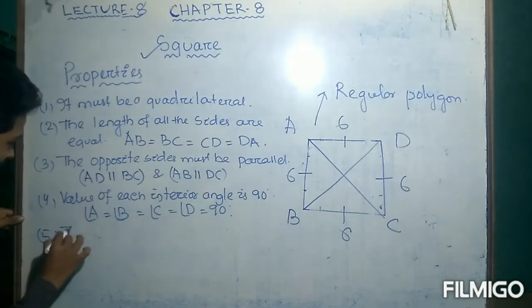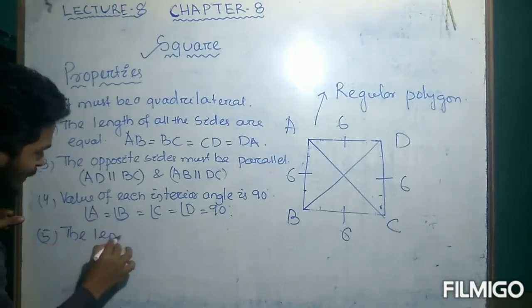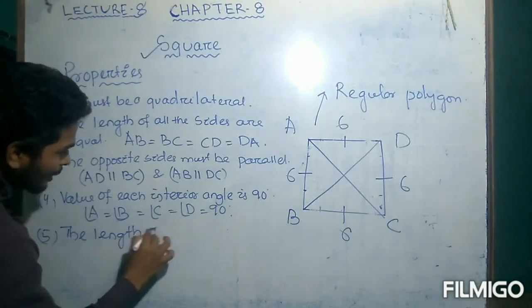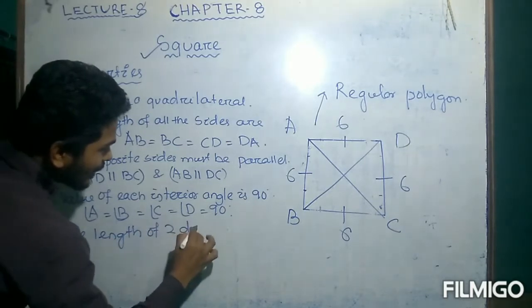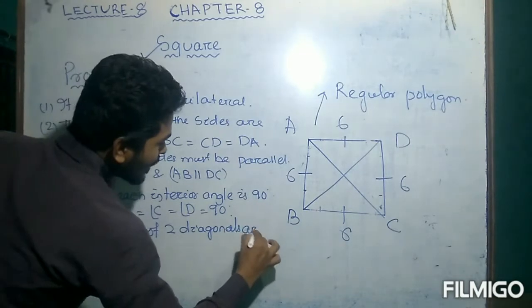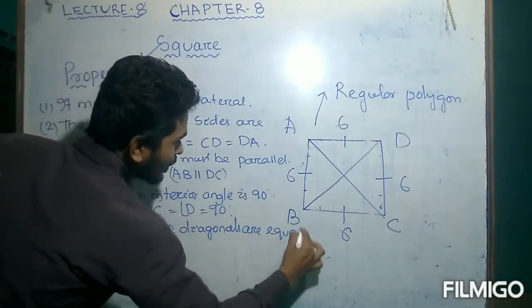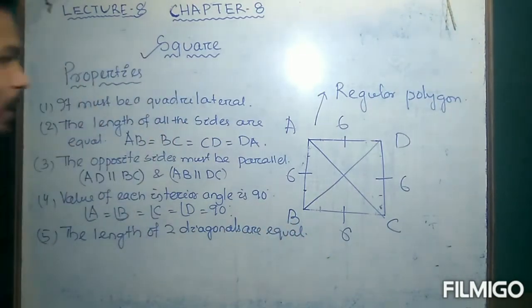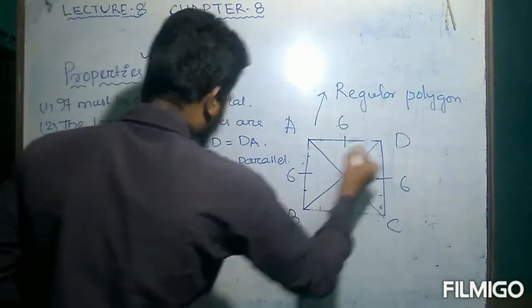So the lengths of the two diagonals are equal. So what you can write? AC is equal to BD.